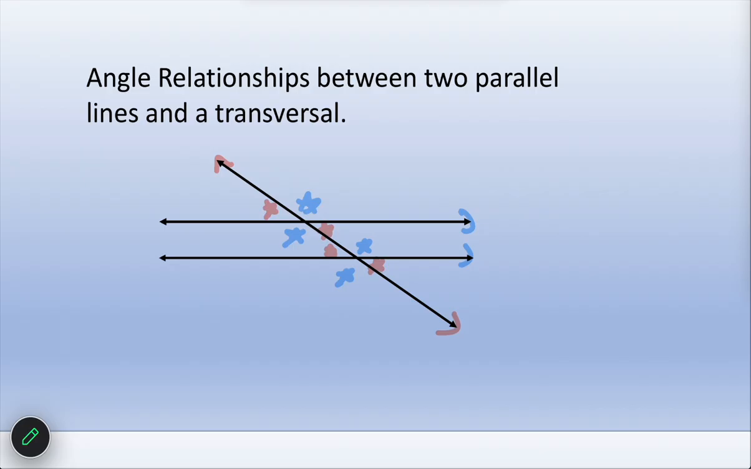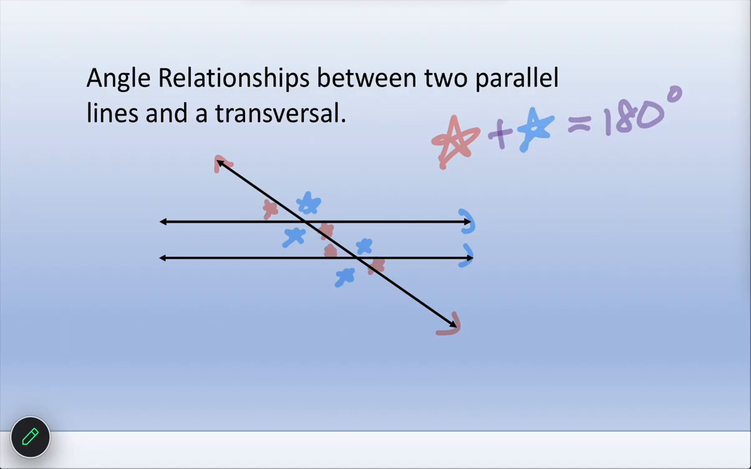Again, if I took a piece of paper, chopped this little thing out, laid it on top, see how all the blue stars line up on the blue stars and the red stars line up with the red stars. But another interesting fact is that the blue stars plus the red stars will always add up to 180 degrees. They're supplementary. So if you know all of the blue stars are one measure, then you know all of the red stars would be the supplement to that angle.